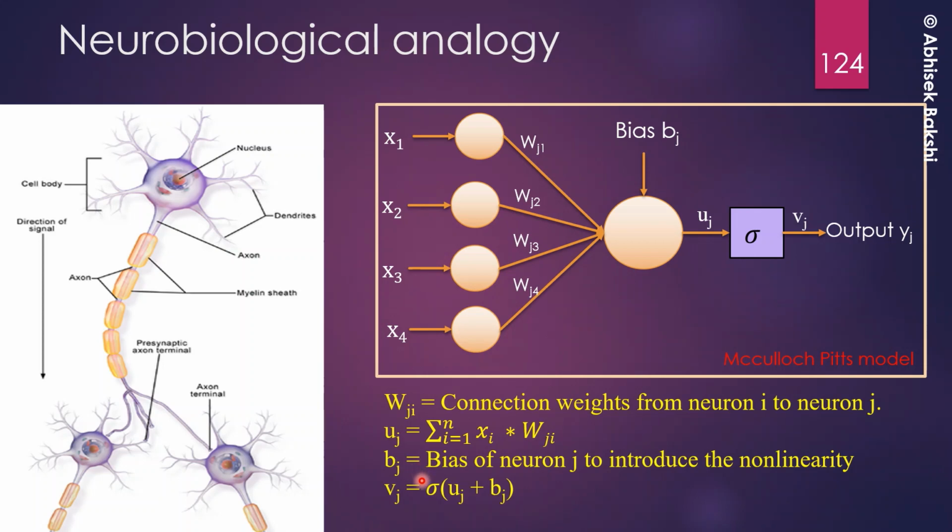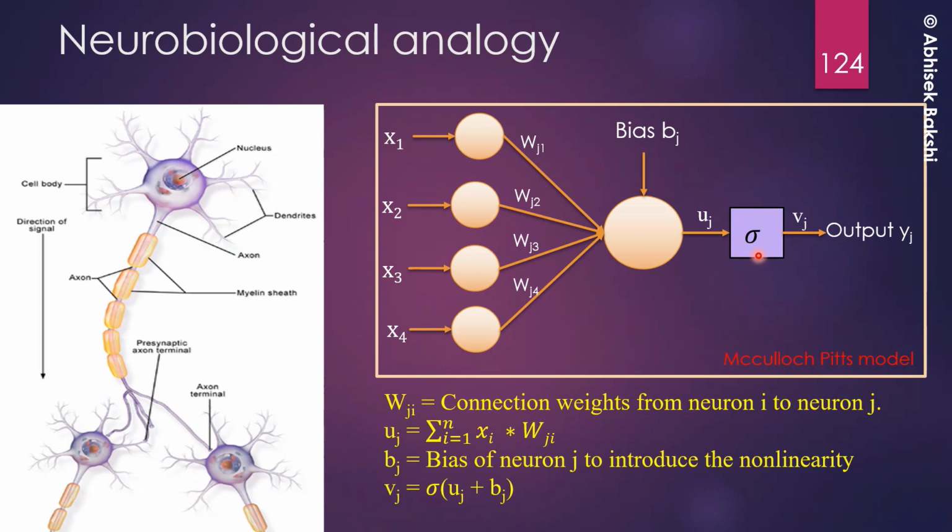And as I told you, there is a bias, which in a very layman's term I have written as the bias of neuron j to introduce the non-linearity. We will see that in more detail. And then we must have a function. That function will basically take this whole summed input and give some output. What value? That depends upon the nature of the function, right? The nature of the function I have represented as a symbol.